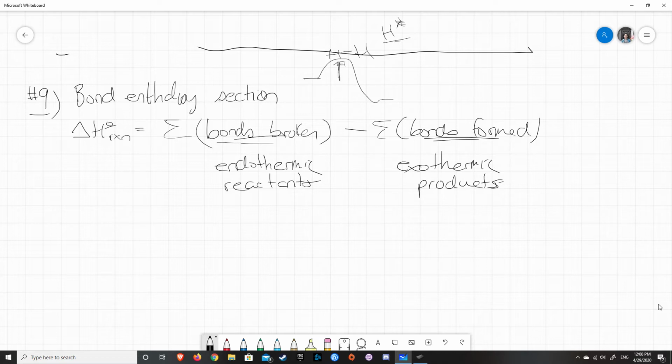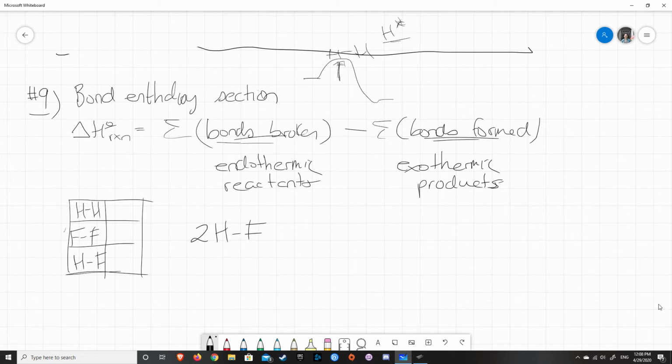So let's look at the question. I've got it right here in front of me. The question shows you a table, and this table is filled with numbers. So we've got an HH bond, we've got an FF bond, and we've got an HF bond. And our reaction that we're looking at is 2HF reacts to form H2 and F2. So basically we need to calculate the bond enthalpy for this reaction.